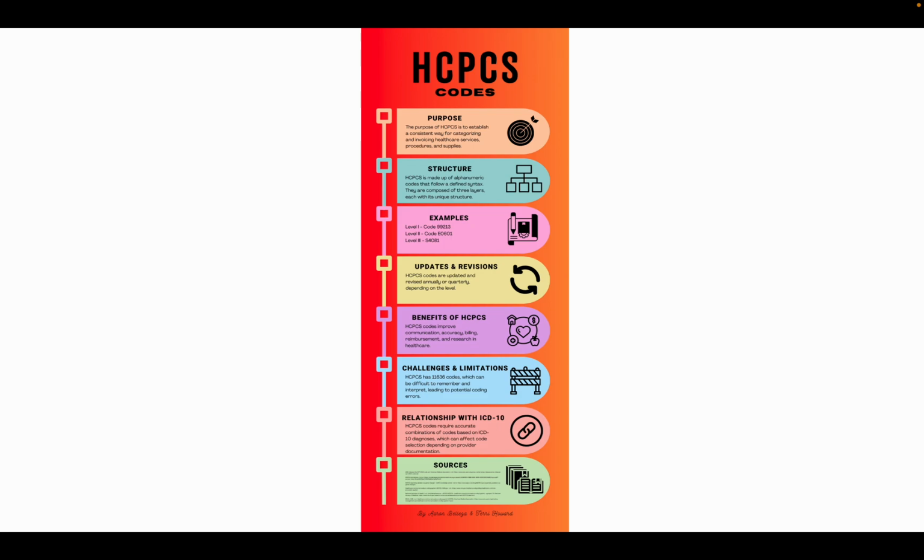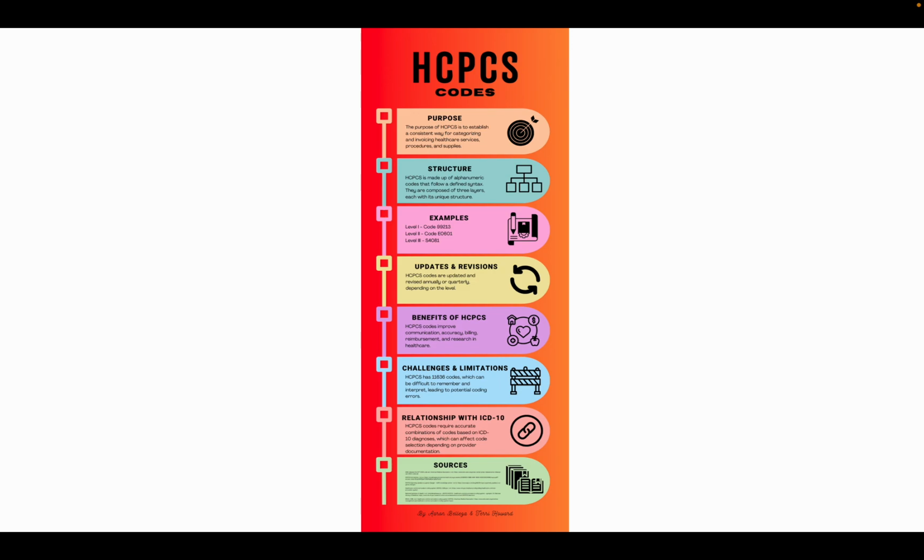Level 2 codes are alphanumeric and are managed by the Centers for Medicare and Medicaid Services. These codes cover a larger variety of healthcare services and supplies not covered by CPT codes. Level 2 codes can comprise both letters and digits and are commonly used for products such as durable medical equipment, ambulance services, and some pharmaceuticals.